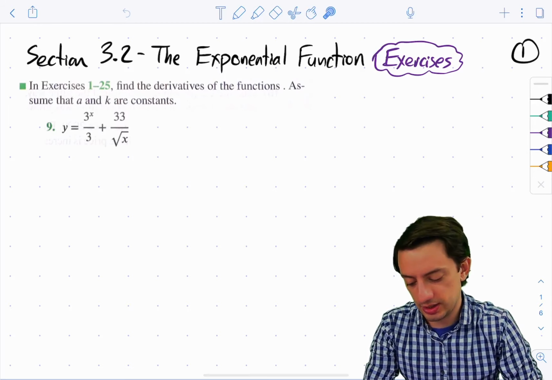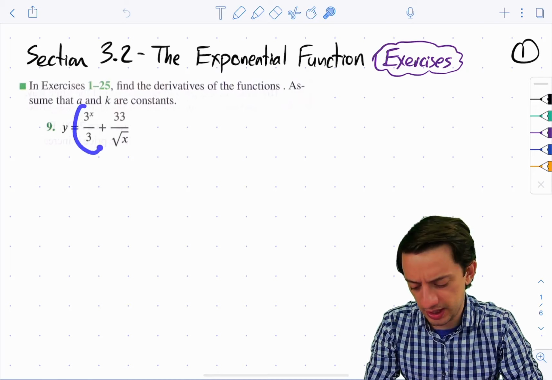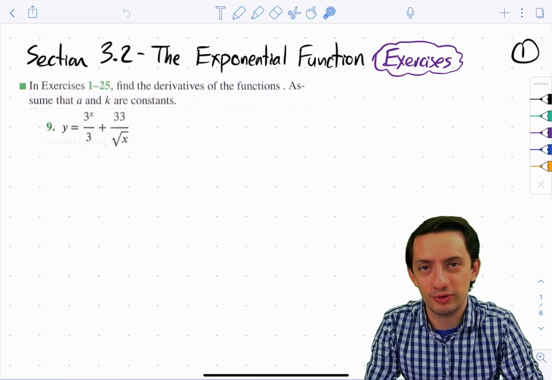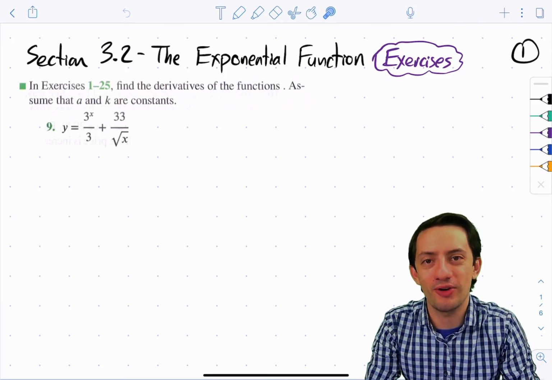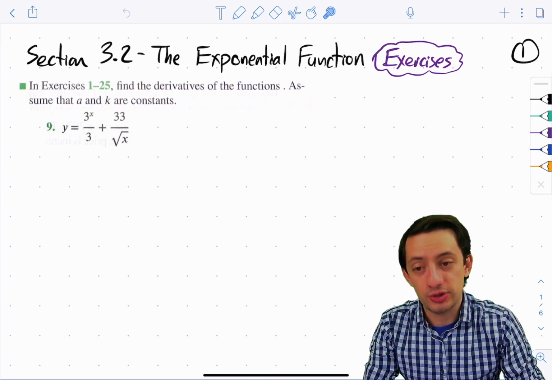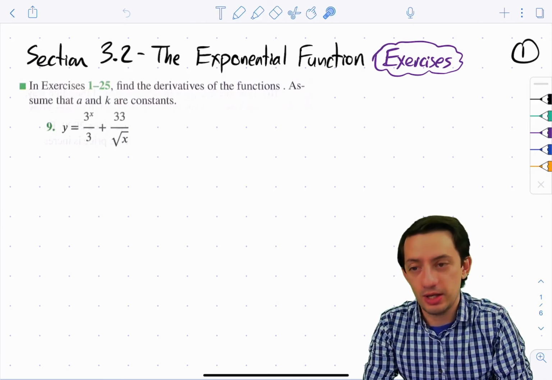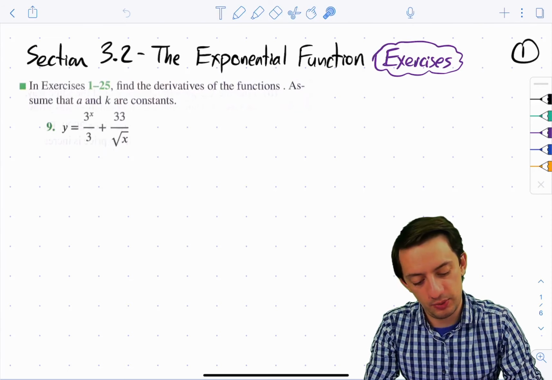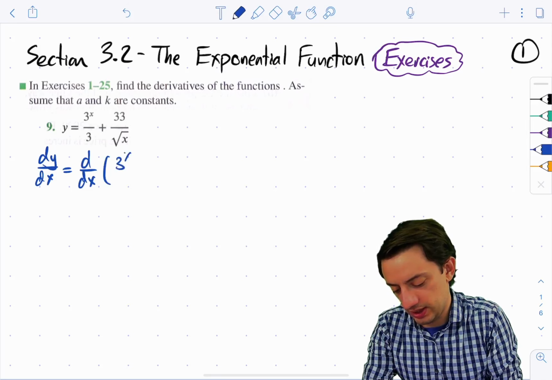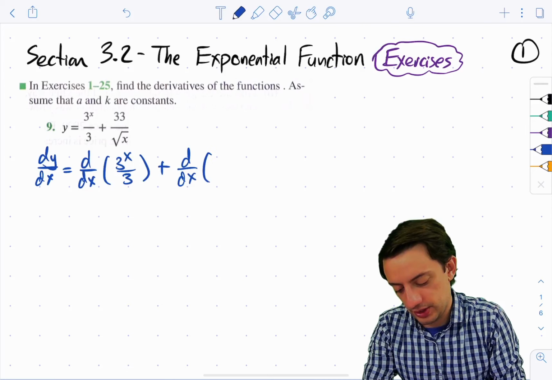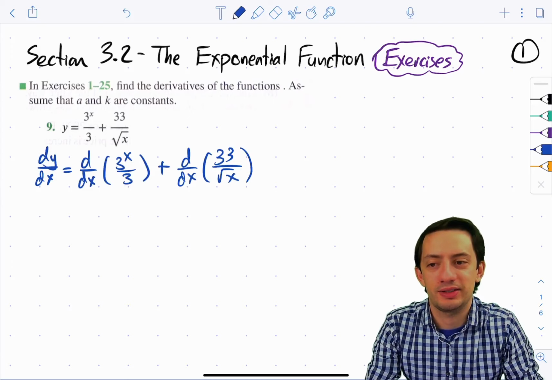So our function is the sum of two things. It's 3 to the x over 3 plus 33 over the square root of x. There we go. So the rule that applies here, since it's the sum of two things, is that we can write the derivative dy dx as the derivative of 3 to the x over 3 plus the derivative of 33 over the square root of x.